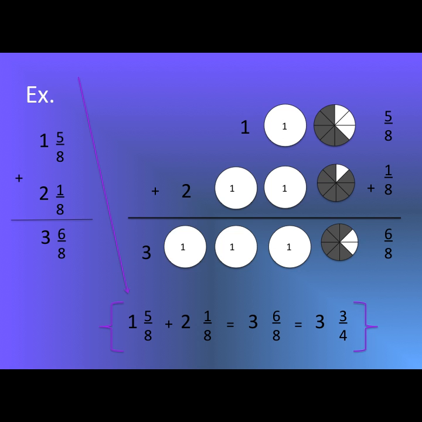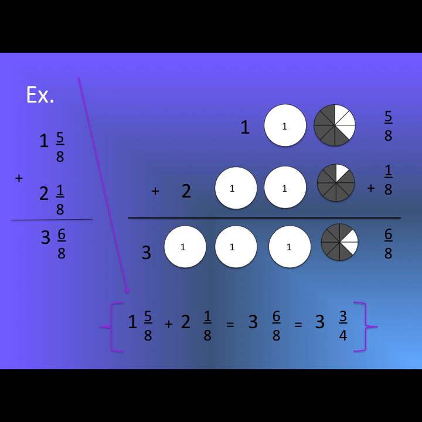An example of this would be 1 5/8 plus 2 1/8. The answer to this is 3 6/8. You can solve this by using circles and pie charts again. If we first do the mixed numbers, we have 1 circle plus 2, which equals 3. And then you have 5/8 of a pie chart plus 1/8 of a pie chart.